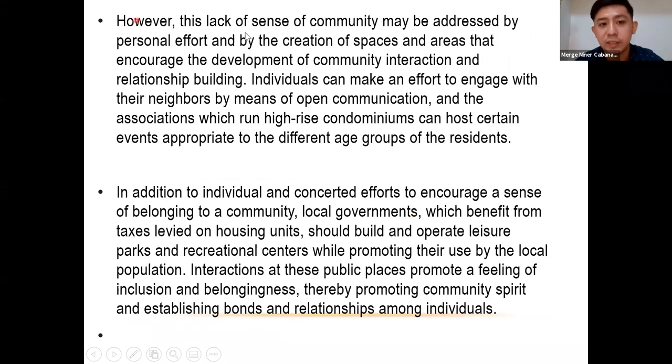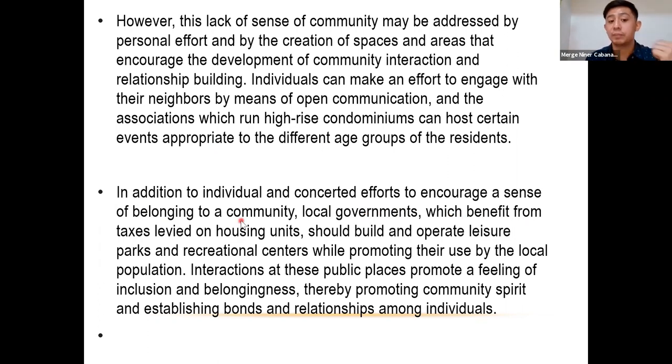However, this lack of sense of community may be addressed, and this is the first solution, by personal effort and by the creation of spaces and areas that encourage the development of community interaction and relationship building. Individuals can make an effort to engage with their neighbors by means of open communication, and the associations which run high-rise condominiums can host certain events appropriate to the different age groups of the residents. Again, age-appropriate events.